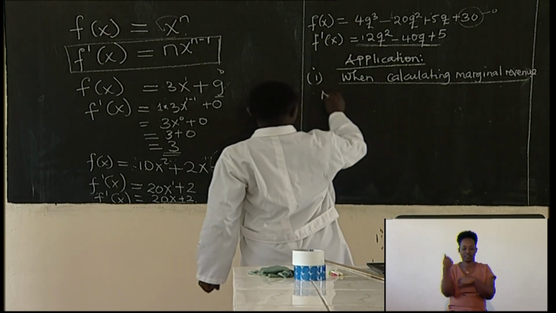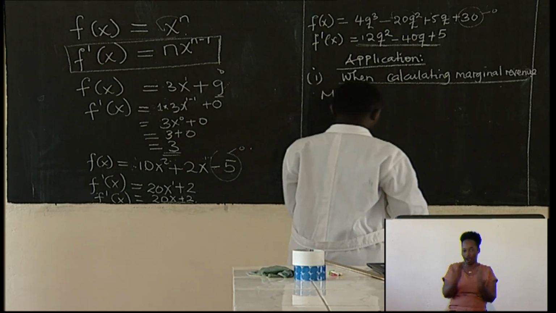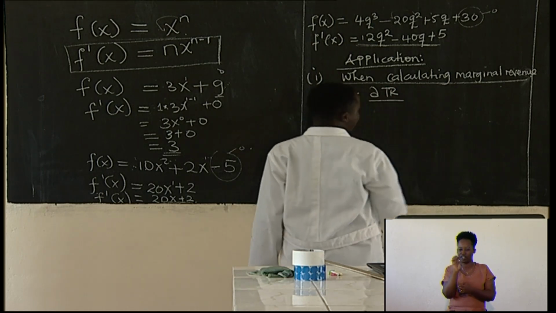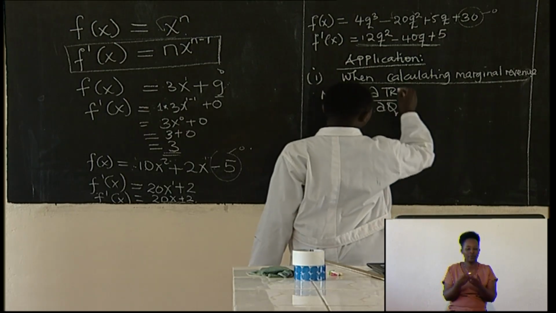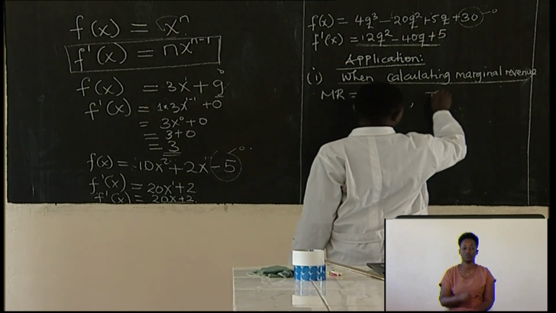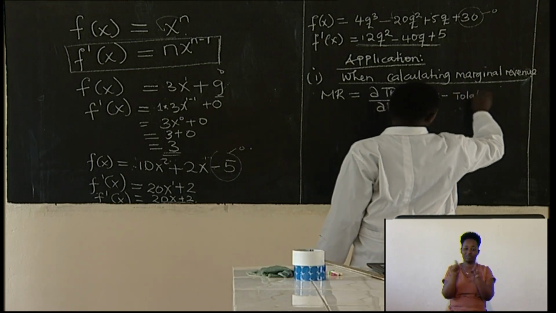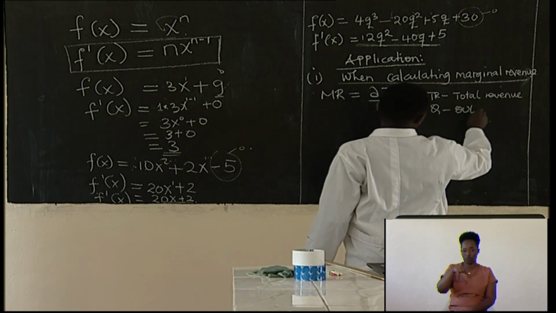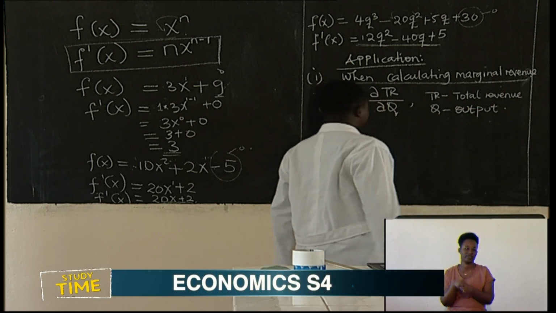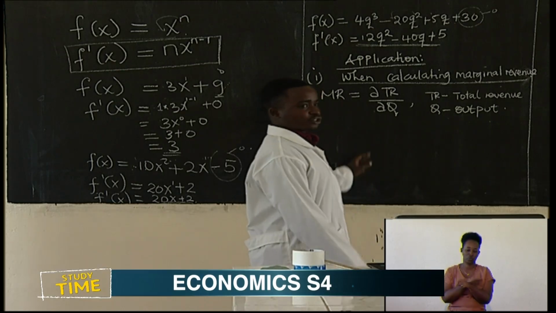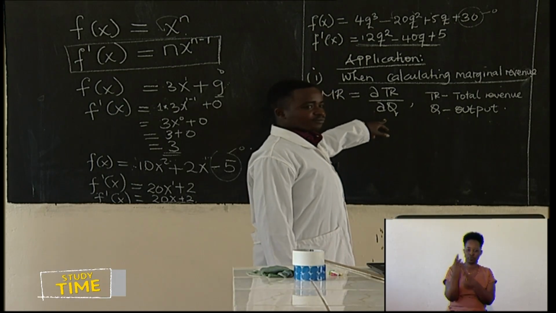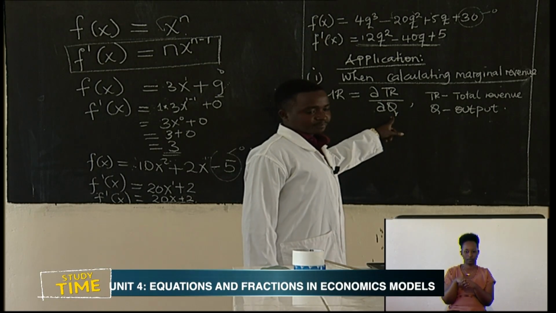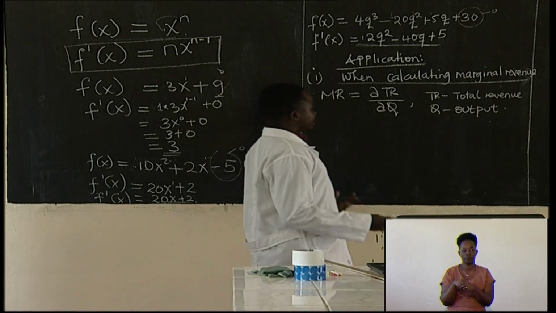So here, how do you get marginal revenue? It is a small change in total revenue divided by the change in output. You must know that TR is our total revenue, and our Q here is our output. So here we differentiate the total revenue function with respect to output. We find the derivative of the total revenue function with respect to output.